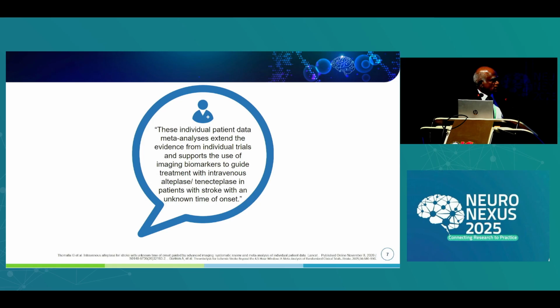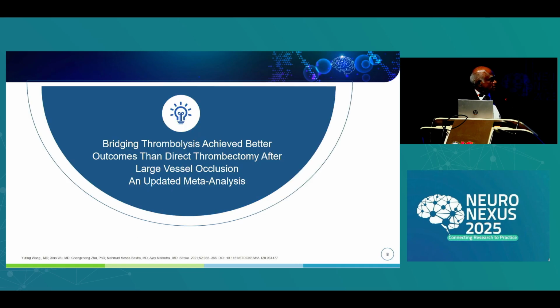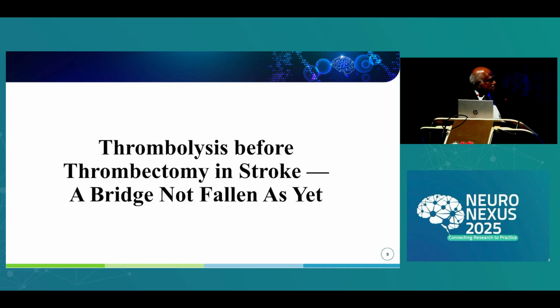Now, coming to the next, a very hotly debated topic, namely, do we bridge or do we not bridge before thrombectomy? The conclusion in the recent study is that bridging thrombolysis achieved better outcomes than direct thrombectomy after large vessel occlusion. It's an updated meta-analysis, and I'm very fond of quoting this. This came in one of the New England Journal articles by an author: Thrombolysis before thrombectomy in stroke, a bridge not fallen as yet.